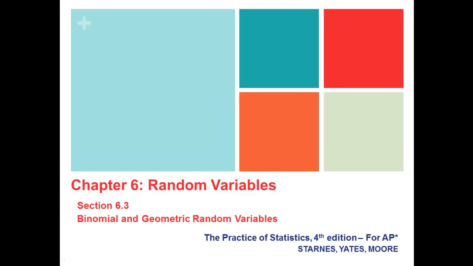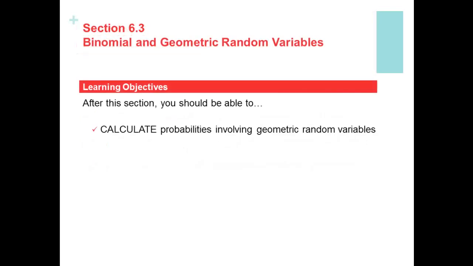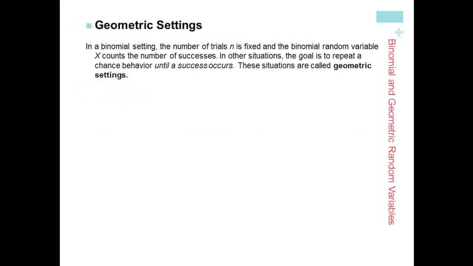Finishing up section 6.3 on binomial and geometric random variables. After today's lesson, you should be able to calculate the probabilities involving geometric random variables. In a binomial setting, the number of trials is fixed, and the binomial random variable counts the number of successes.